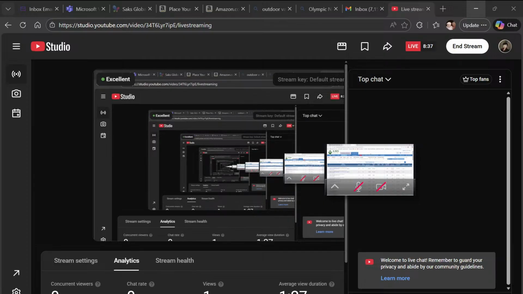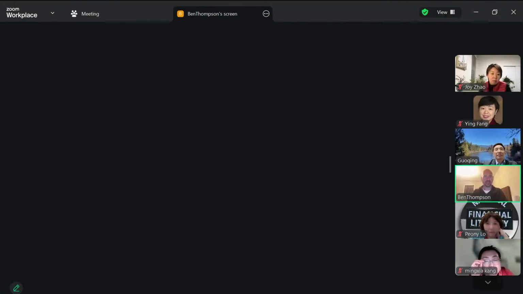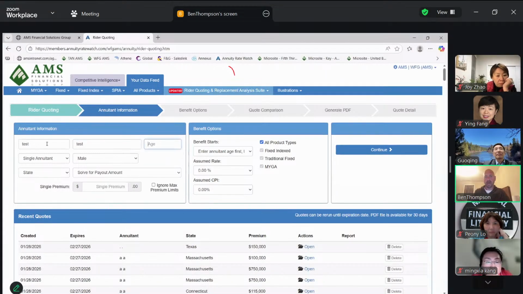So if you see the red updated rider quoting and replacements, we're going to hit that drop down button. And I'm just going to go right here in the top middle, rider quoting. All right. Now we can work this two different ways, and I want to make sure you all understand both ways. Now I'm just going to put test into the name. I'm just going to use a normal or an average income scenario.